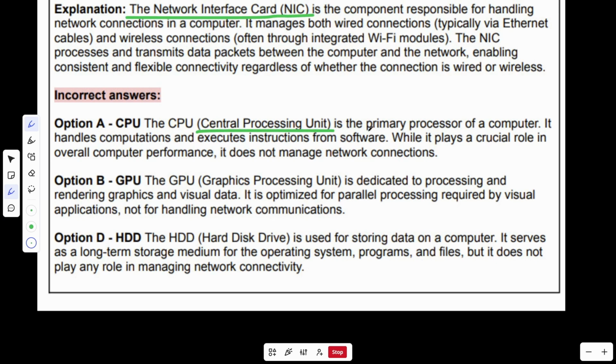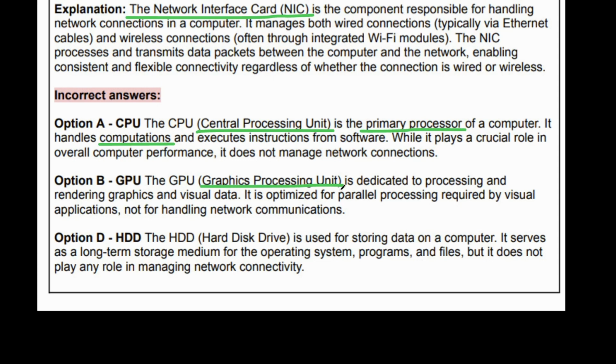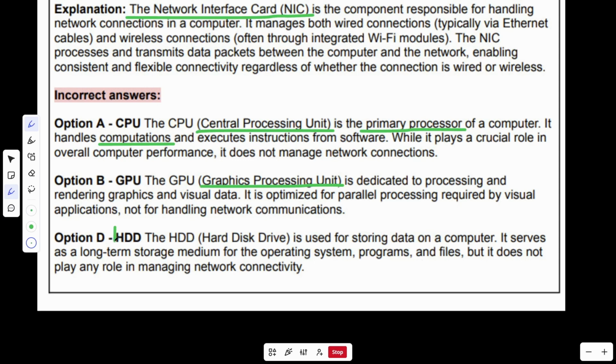That's like the primary processor of the computer, right? It handles all the computations, executes instructions from the software. It's like the brains of your computer, essentially. The GPU is the graphics processing unit, and it's dedicated to processing graphics, essentially, right? So a gaming computer is going to have a really good GPU because it needs to process those graphics. And we've talked about what an HDD is already. You shouldn't need me to explain that. If you do, just rewind in the video, go over that section again, or you can just pause and read.